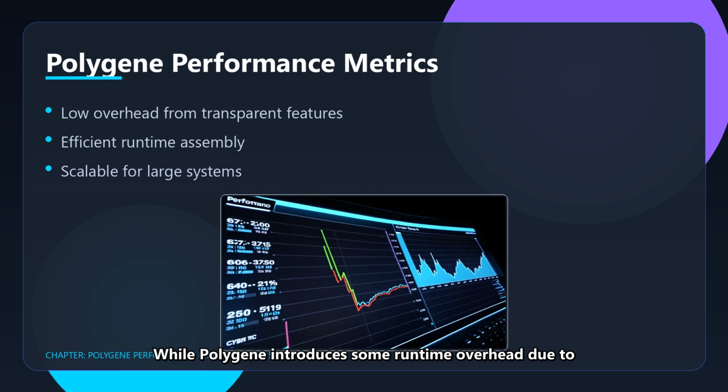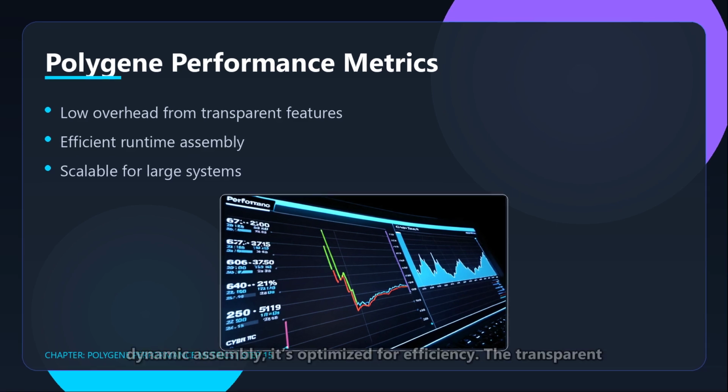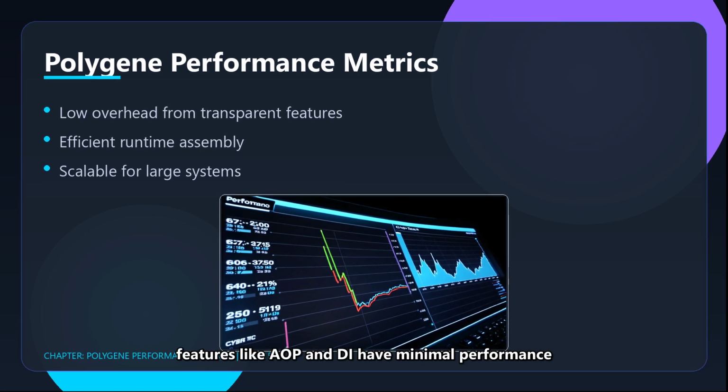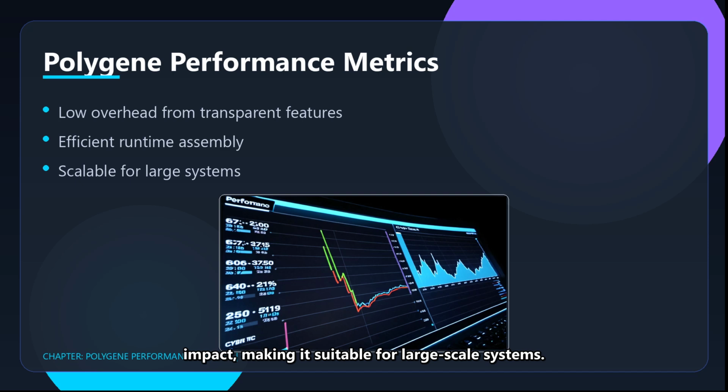While Polygene introduces some runtime overhead due to dynamic assembly, it's optimized for efficiency. The transparent features like AOP and DI have minimal performance impact, making it suitable for large-scale systems.